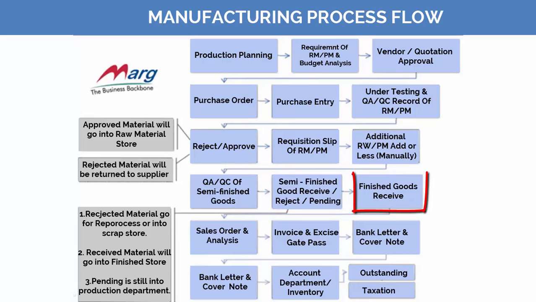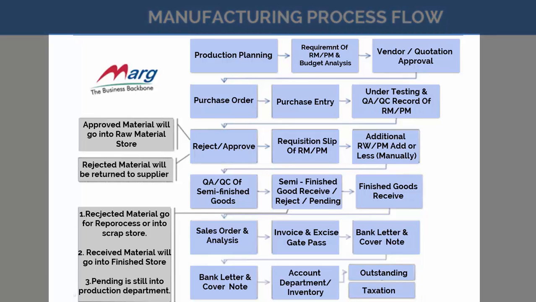After that, we receive our finished goods, and then we generate a sale order. Then invoice, excise and gate pass are generated. After that you need a bank letter and cover note. Then the entry is done in the accounts department in inventory. Then outstanding and taxation. So this is a complete manufacturing flow.